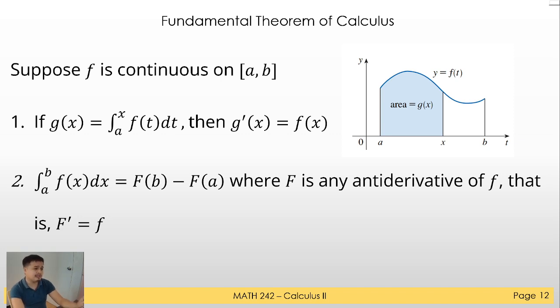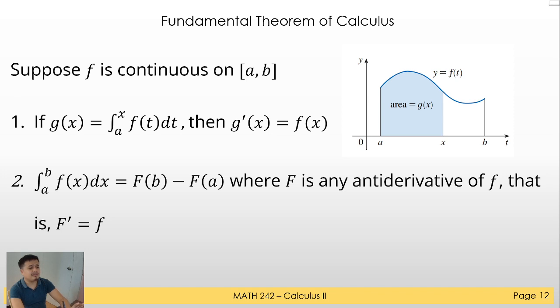So the first one is: we have g of x equal to the definite integral from a to x of f of t dt, then g prime of x is equal to f of x. So what does this first fundamental theorem of calculus say?